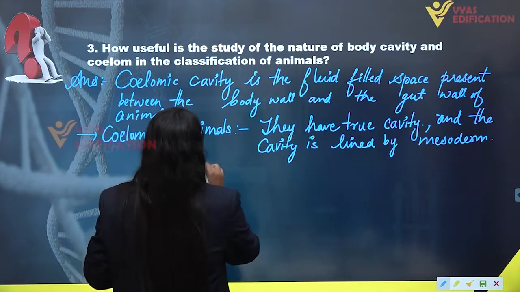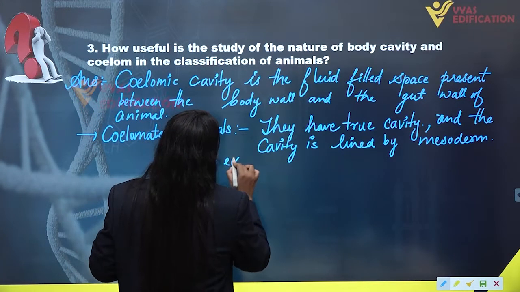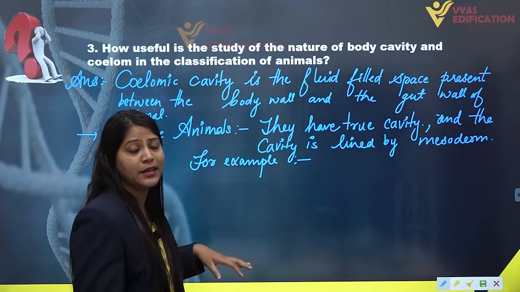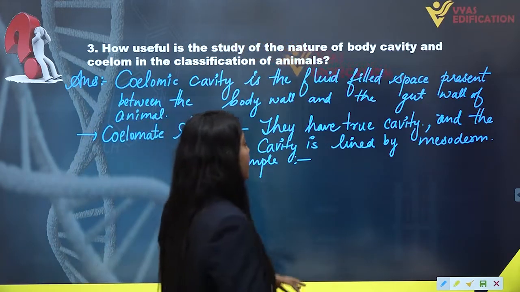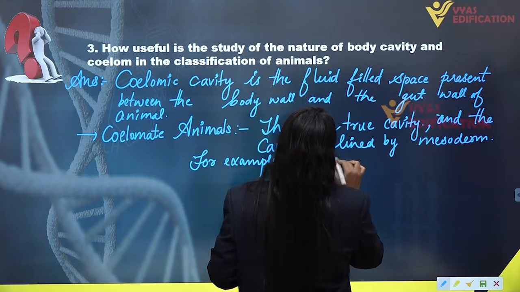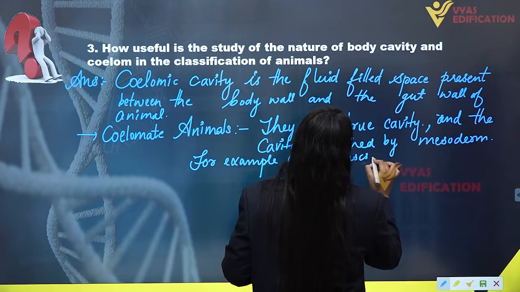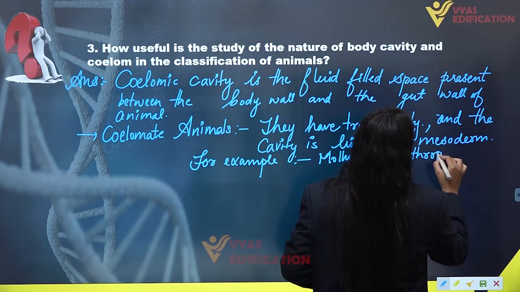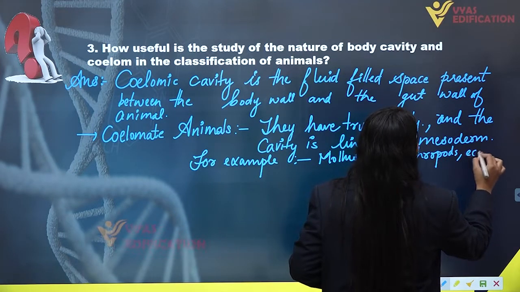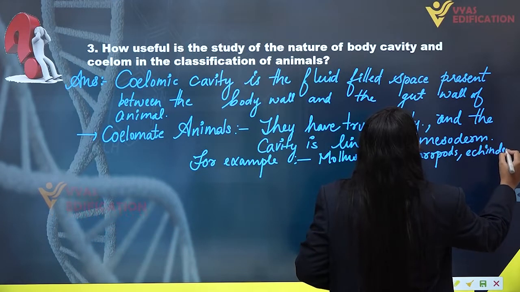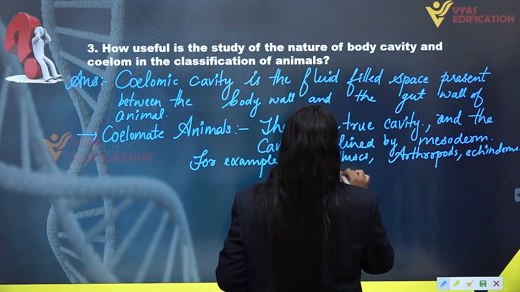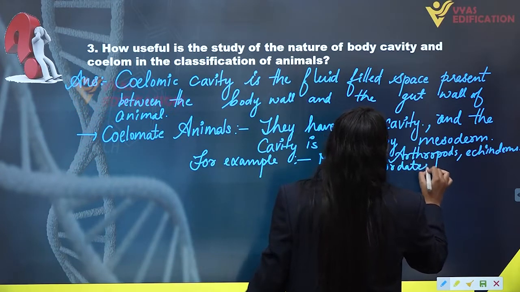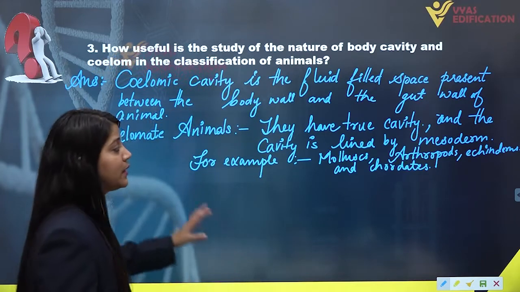For example, we have some phyla in the animal kingdom which have true coelomic cavity, such as mollusks, arthropods, echinoderms and chordates. We are chordates. So chordates have true coelomic cavity.